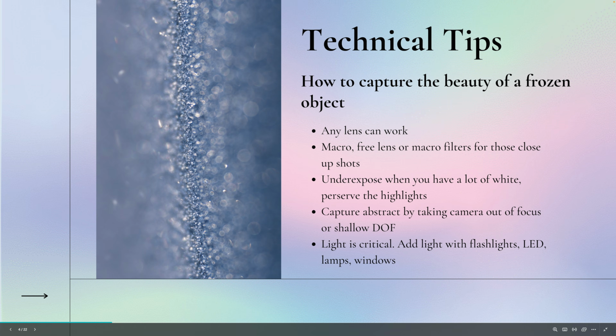Now we could do a whole webinar on technical tips for outdoors, and you really have to work with your settings, your light, to kind of capture what you want it to be. But the good news is really any lens can work. You can capture frozen objects with macro, free lensing, macro filters. You can do a telephoto lens. It really doesn't matter. One tip though is if you have a lot of white, so whether it's snow, ice, just a foggy white day, you want to underexpose to preserve your highlights. So make sure the image isn't too bright.